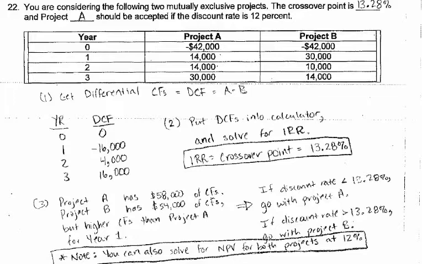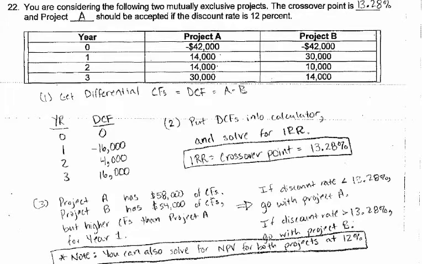Whereas project B gets its big payment up front in year one. So a high WACC, or a high discount rate, is not going to be as big of a problem for project B as it was for project A. So project A is, just conceptually, going to do better when it's less than 13.28%, and project B will do better when it's above 13.28%.